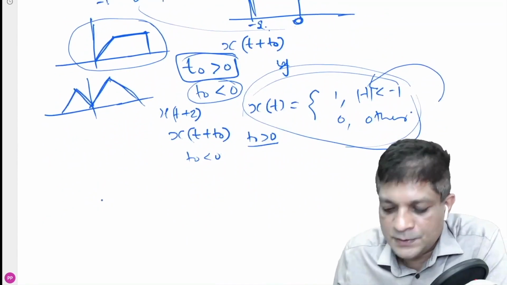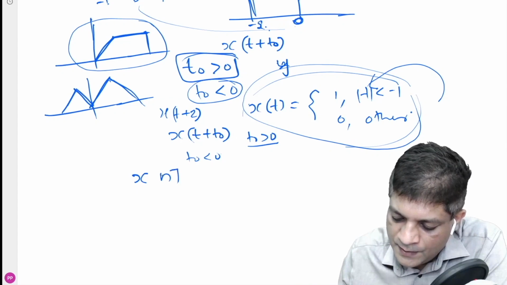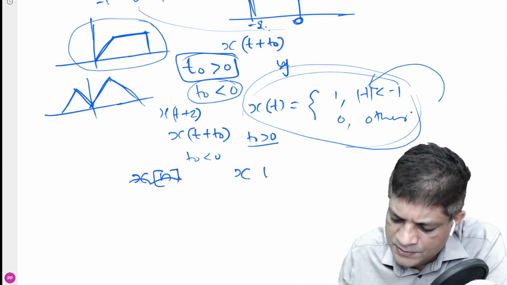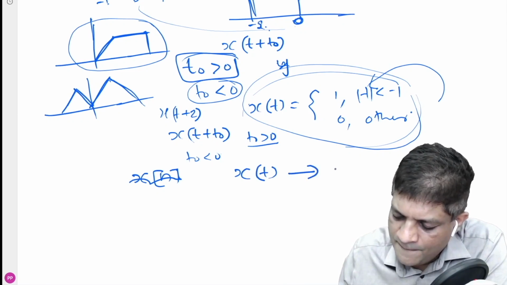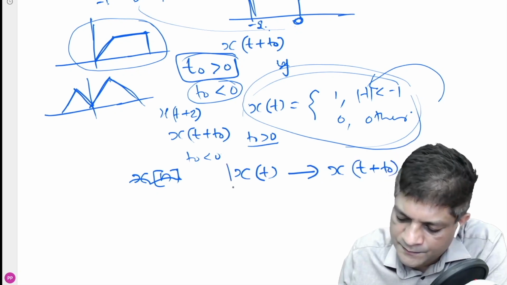Don't try to change the variable and then find the signal. This is for a continuous time signal. Now the same applies for a discrete time signal. The simplified notation I'll be using is x(t) and x(t + t0). This is the notation I'll be using.